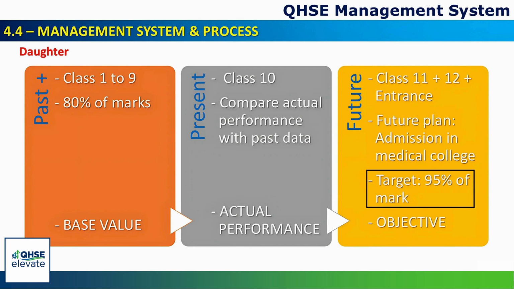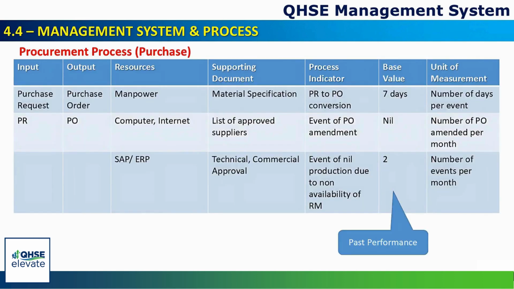This is set for the future. That means it's the objective. The base value comes from past data. The objective is for the future. This is another example to help understand process mapping.